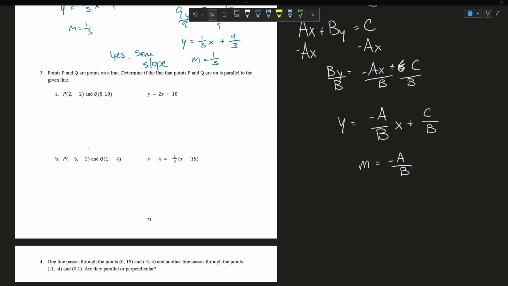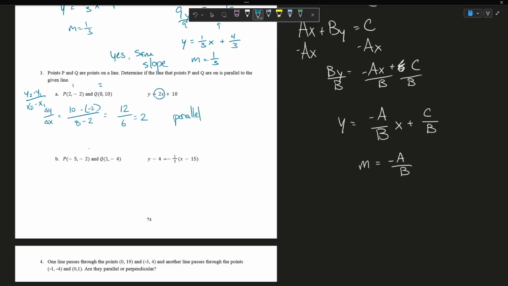And all we care about is slope. If we have 2 points, we can find the slope: change in y over change in x. So you get 10 minus negative 2 over 8 minus 2, because it's y2 minus y1 over x2 minus x1. That gives me 12 over 6, or 2. That's 2. These are parallel.